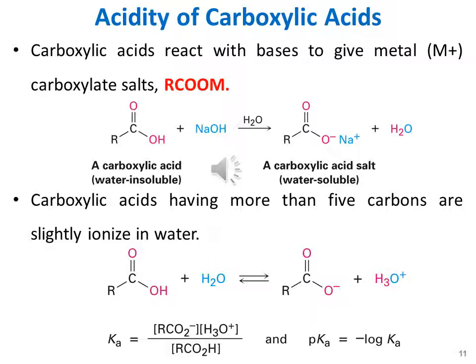So its name is 4-methyl-pentanoic acid, since the longest continuous chain contains 5 carbon atoms, and we know that the alkane that has 5 carbon atoms is called pentane, and here in the name of pentane we have dropped the E and replaced it by the oic acid. So the name of the second example here on this slide is 4-methyl-pentanoic acid.